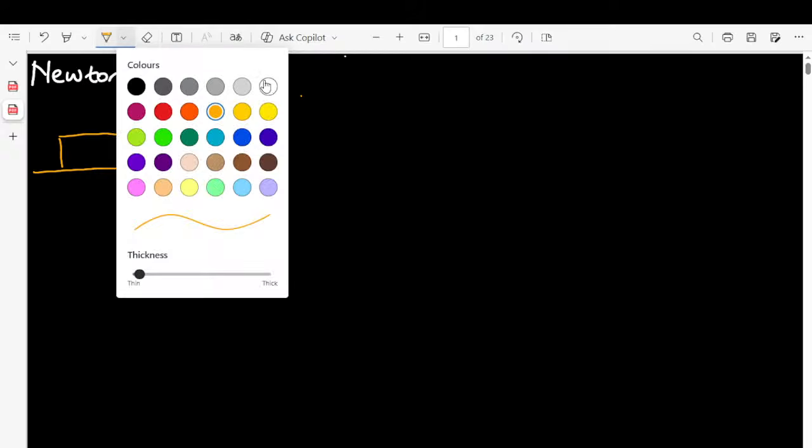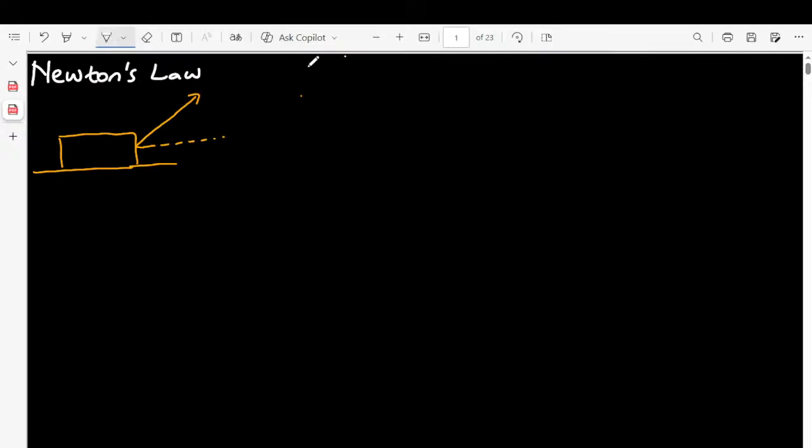Let's say this box has a mass of 50 kg, so I'm going to write this as 50 kg. And we have this as 30 degrees. It's applied at 30 degrees and we are given F applied, which is given as 100 newtons. Okay, so now this is what is given.